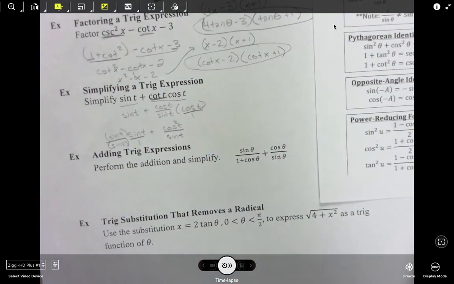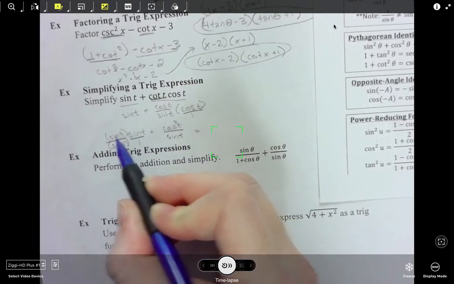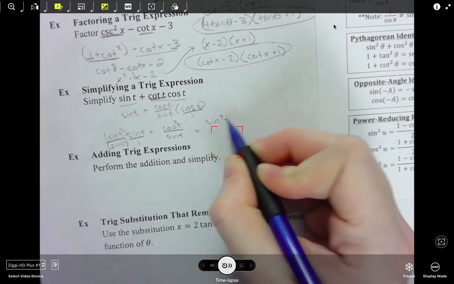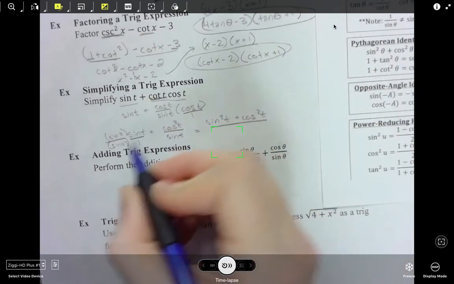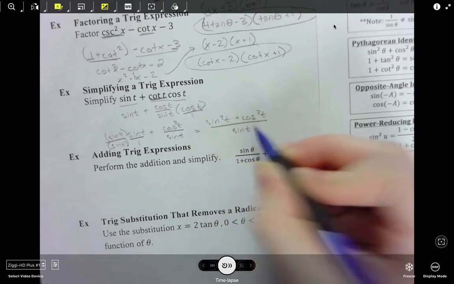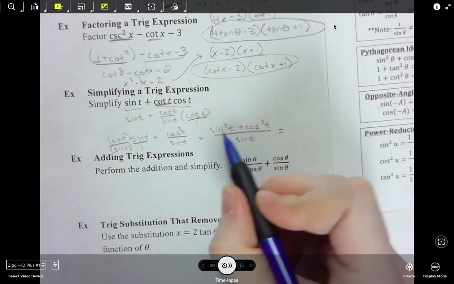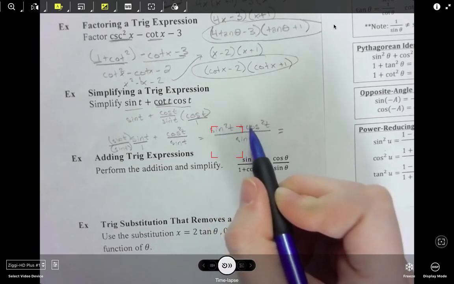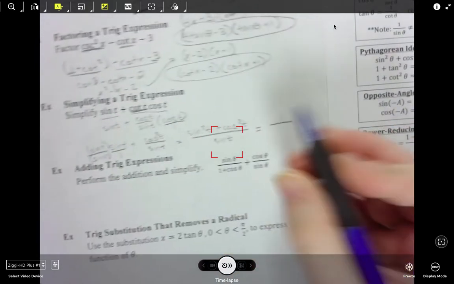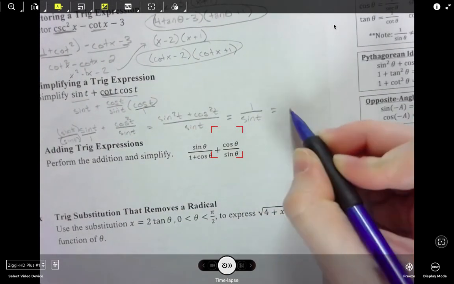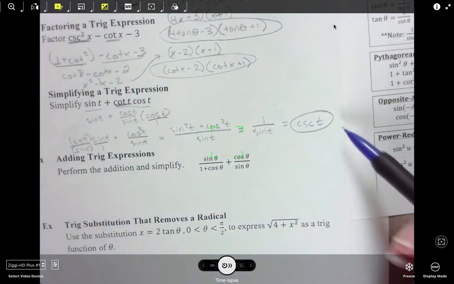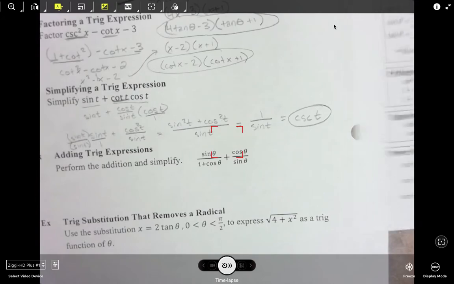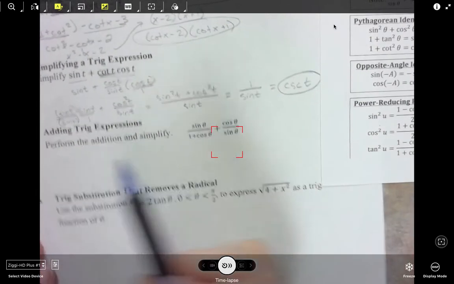Up top here, that will give me sine squared t, put these two pieces together, plus cosine squared t, all over sine of t, and this is a Pythagorean identity. Sine squared plus cosine squared equals 1. So I've got 1 over sine. Well, that's an identity also. 1 over sine is the same thing as cosecant of t. And all of this up here simplifies down to just cosecant of t. And that's it.